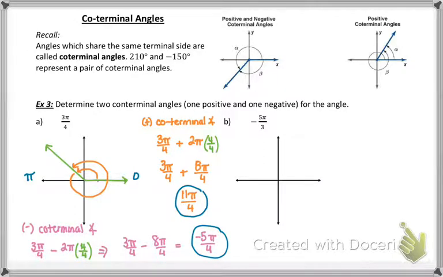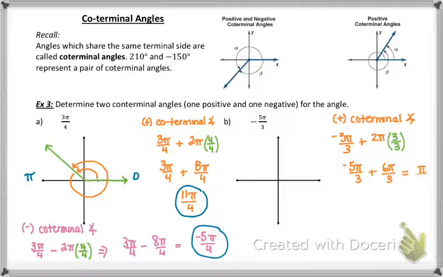So to find the positive coterminal angle, I'm going to take negative 5 pi over 3, and I'm going to add 2 pi, which is my one full circle. And again, we need a common denominator, so let's make the common denominator 3. So that's negative 5 pi over 3 plus 6 pi over 3. So that's going to give me pi over 3. So pi over 3 is my positive coterminal angle.